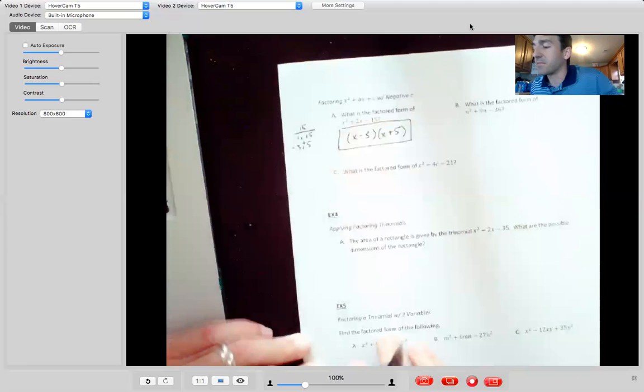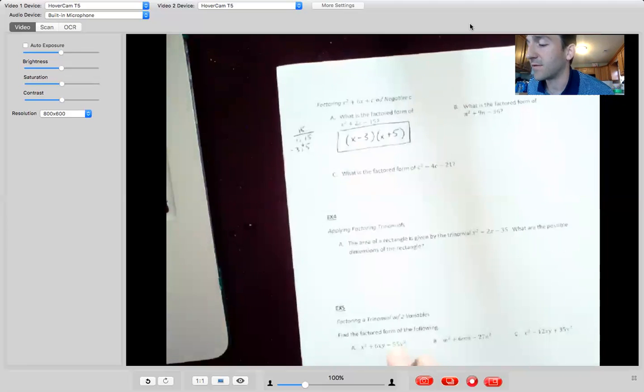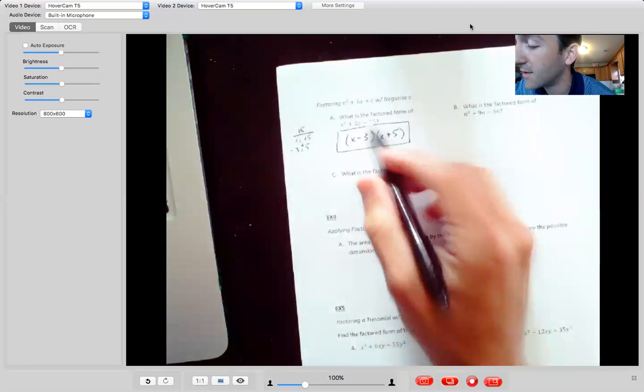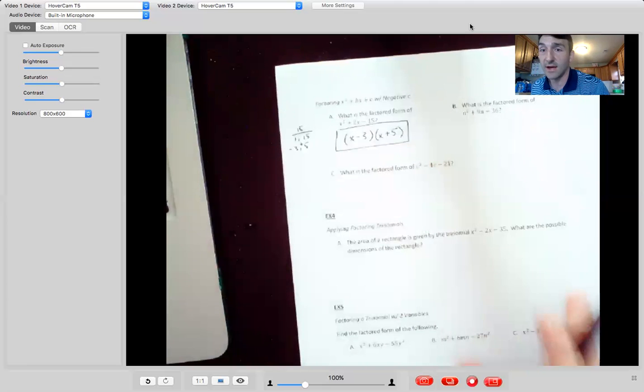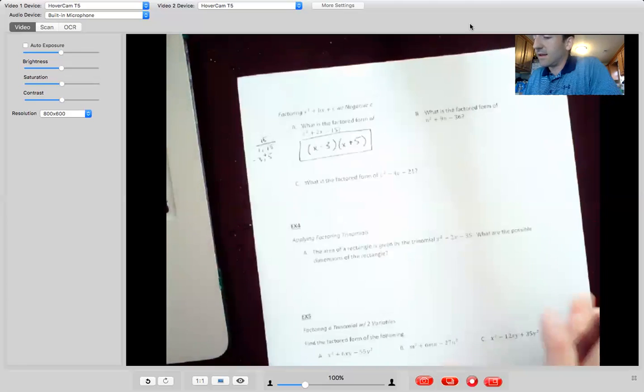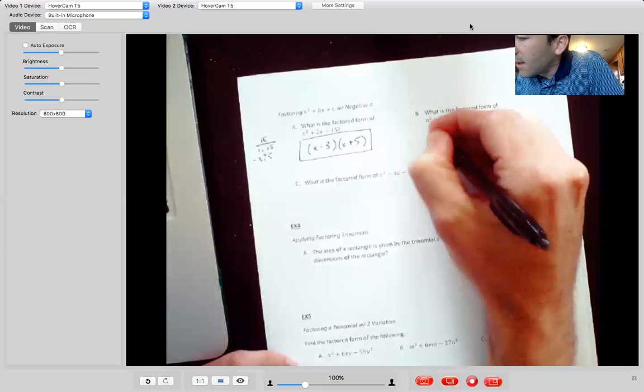So we could have x plus 5 times x minus 3, but we could not have x plus 3 times x minus 5. That would be wrong, because that would be x squared minus 2x minus 15, which is not the same thing. All right, so you can see that these are just a little bit tougher, but same thing.